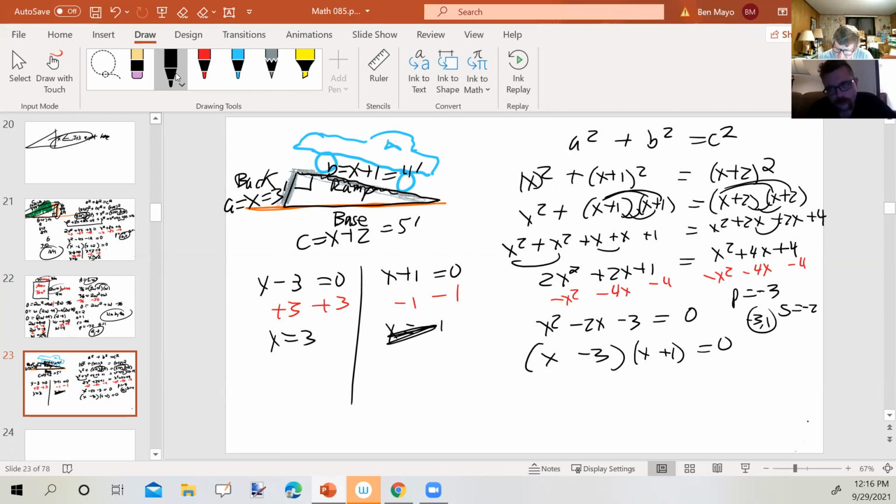The most common mistake students make with this formula is right here. Instead of expanding it and multiplying it, they think that this is x squared plus 1 squared. That's not true. So be careful with that.